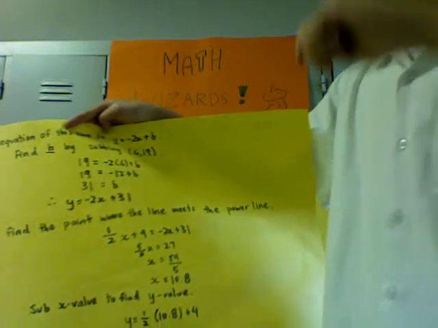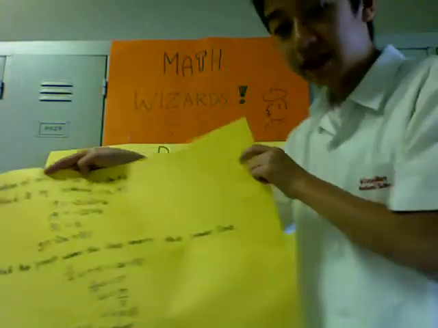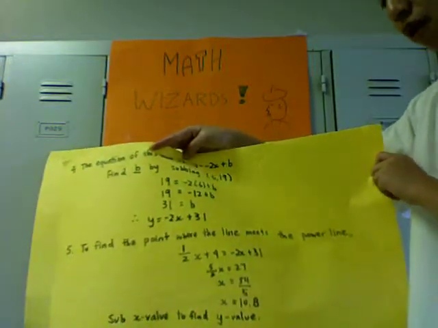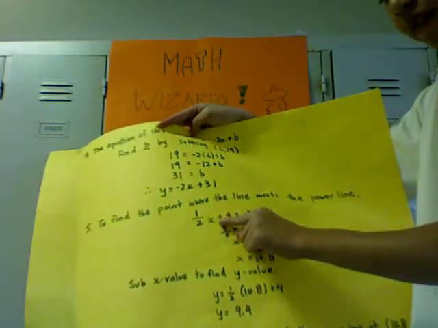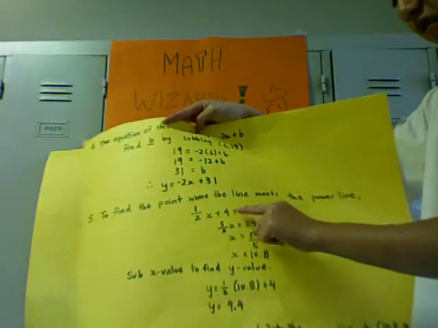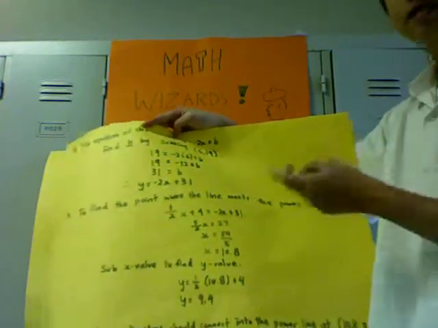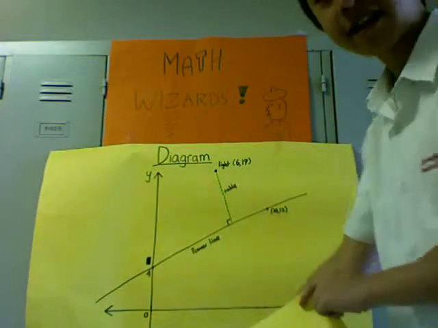That's step 4. Now we'll move on to step 5, shall we? Okay, good idea. Step 5: to find the point where the line meets the power line, we set 1/2 x plus 4 equal to negative 2x plus 31, because there are two lines in the diagram.